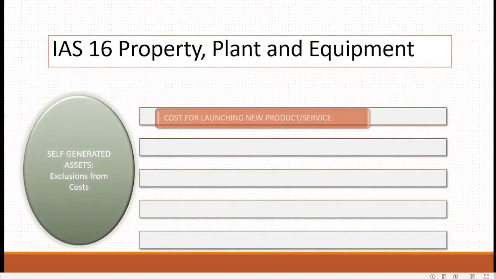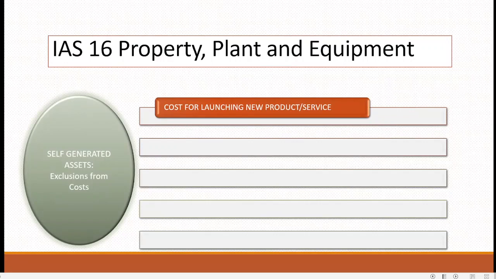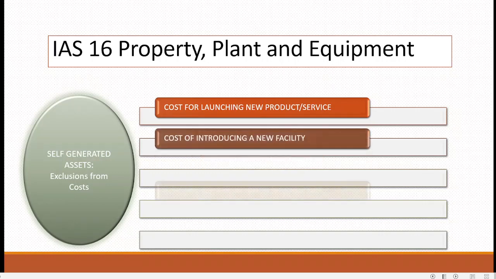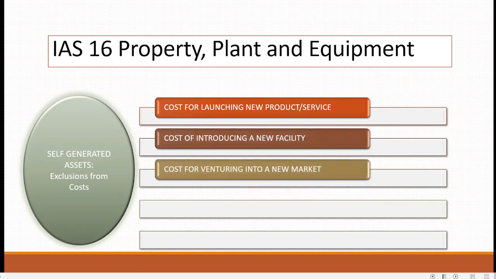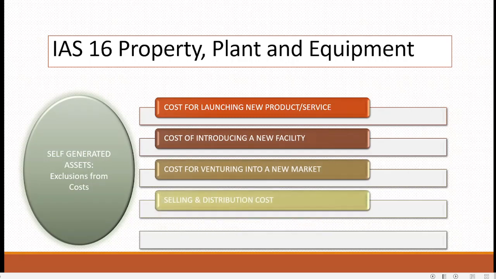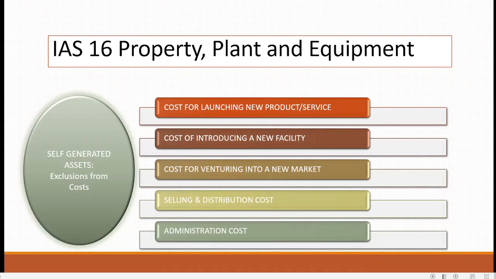Then there are self-generated assets. What we are going to exclude from the self-generated assets are the cost of launching new products and services, the cost of introducing a new facility or venturing into a new market, selling and distribution costs, or administration costs.